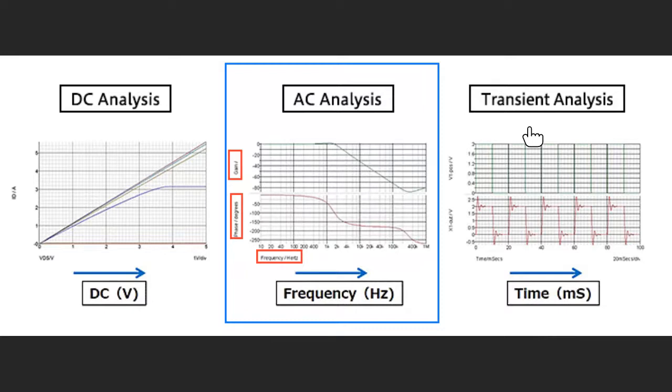Okay, so any questions about AC analysis? Did you understand the basic broad idea about the different types of analysis? DC analysis is with respect to time. Transient analysis is also with respect to time. Only AC analysis will be with respect to frequency. So let us start with the experiment.